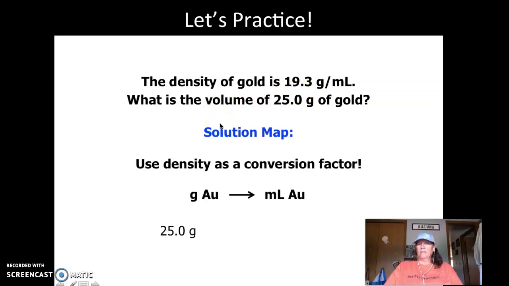So 25, and again, I'm going to divide by that mass, and I get 1.3 milliliters. That's not very much. If you want to find the mass of something and you have the density and the volume, you'd multiply those numbers. And again, it's just simple algebraic conversion.